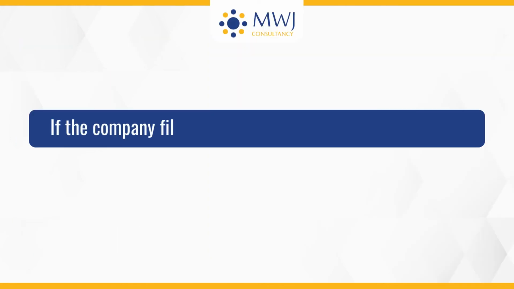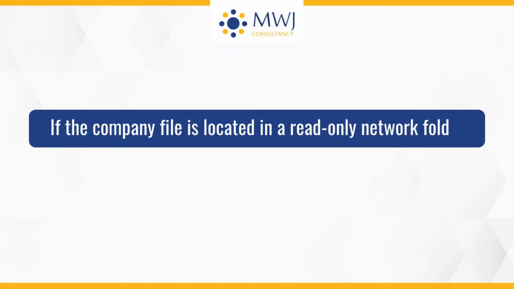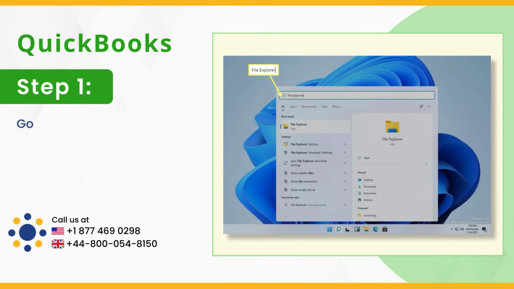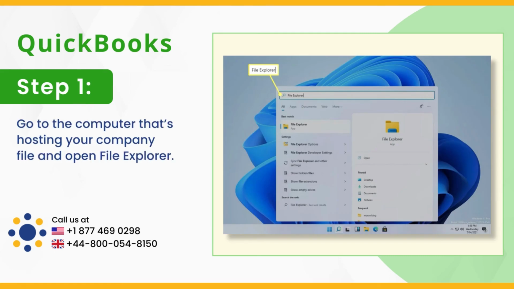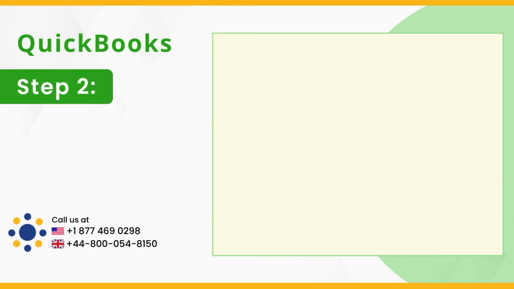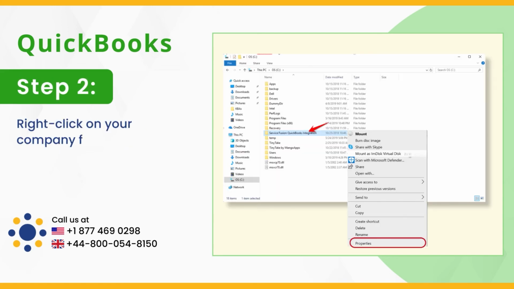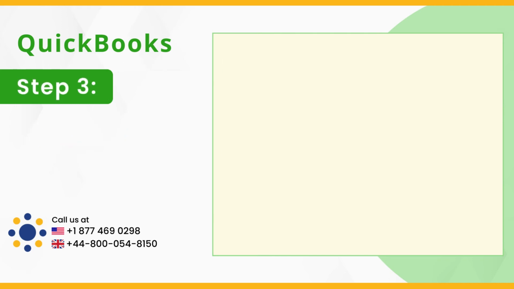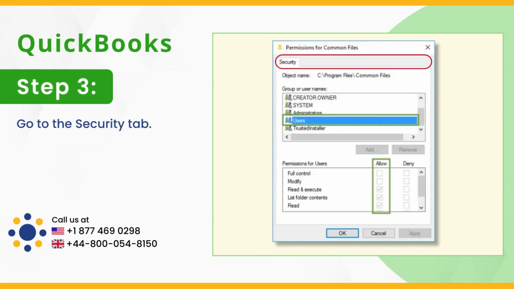If the company file is located in a read-only network folder. Step 1. Go to the computer that's hosting your company file and open File Explorer. Step 2. Right-click on your company file folder and select Properties. Step 3. Go to the Security tab.